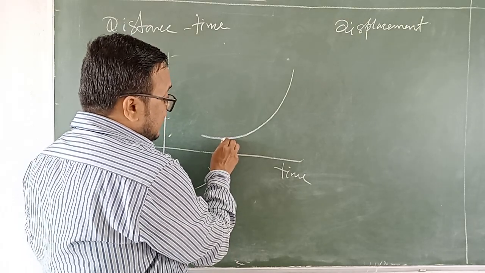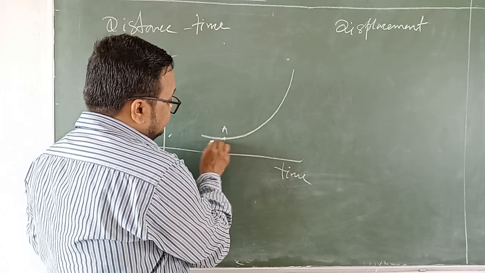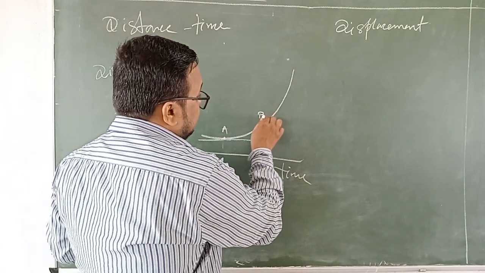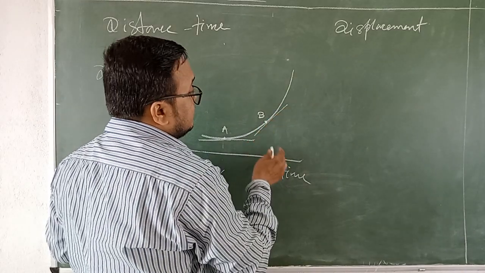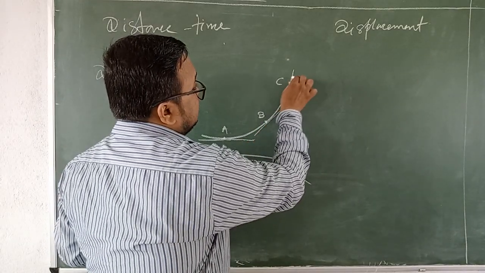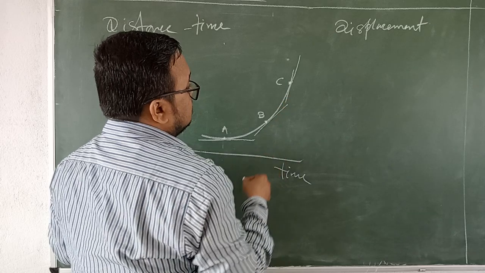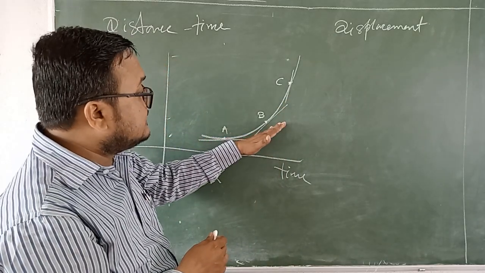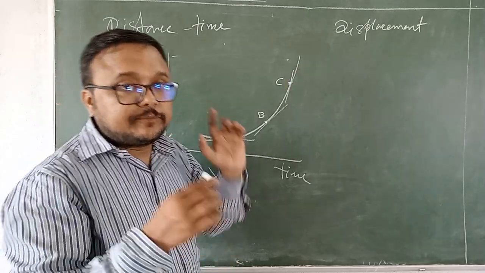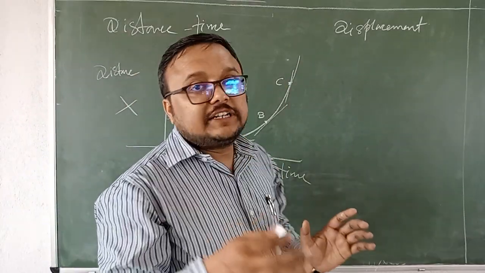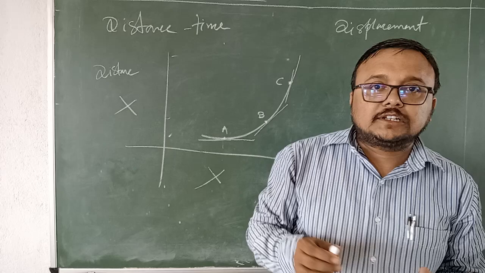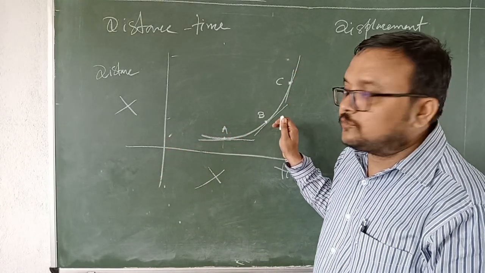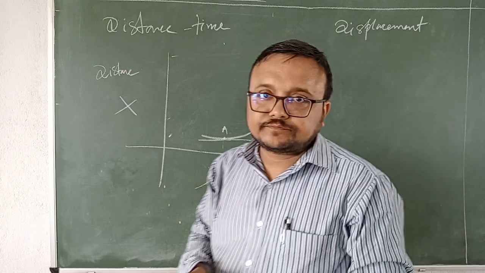Like we draw a tangent at this point, A point. This is the tangent. Then we draw a tangent at B point. This is the tangent. Then we draw a tangent at C. And what we observe, the slope of the tangent is increasing. It means with time the speed is increasing. This means that the object is accelerating with time.